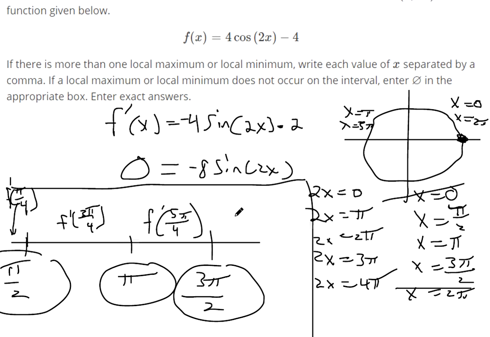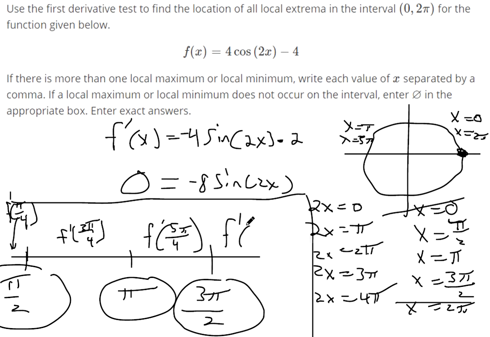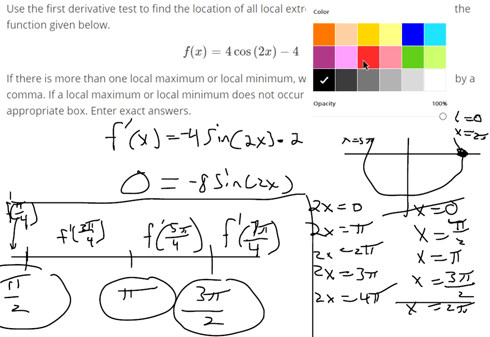And then here, at x equals 3 pi over 2, we need something slightly to the right. So continuing with our denominator 4 pattern, that would be 7 pi over 4. That's slightly to the right of 3 pi over 2, but it's not above our interval. So we need each of these derivative values.